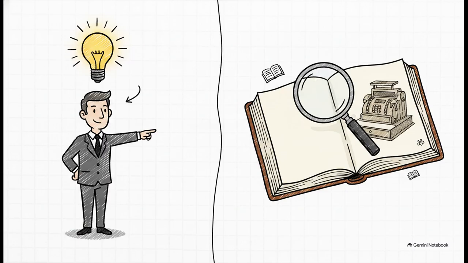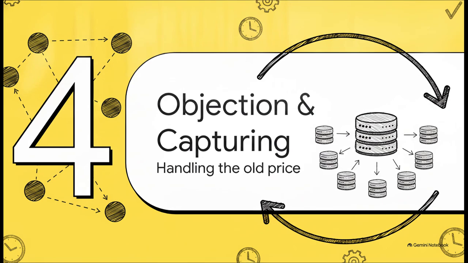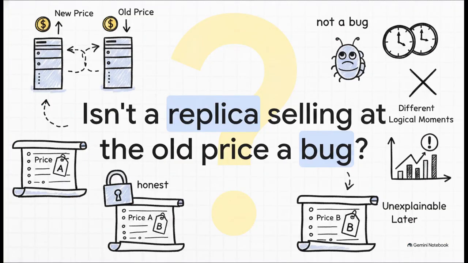He tells you what things cost right now. What things cost back then isn't his to answer. That is already written in the journal of whoever made the sale. Naturally, this brings up an objection regarding handling the old price. You might look at this and say, hold on, if the price lives in a replica, and a replica can be a moment behind the director, then a counter could sell at the old price. Isn't that a bug you just designed in?